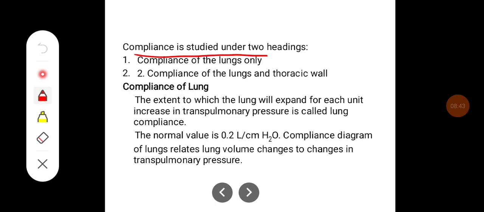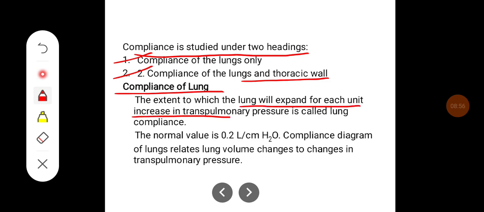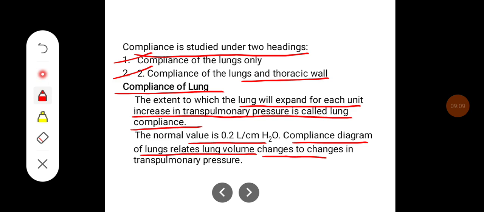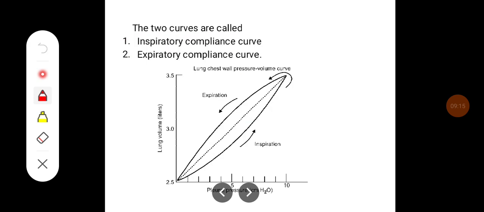Compliance is studied under two headings: compliance of the lungs only and compliance of the lungs and thoracic wall. Compliance of the lung: the extent to which the lung will expand for each unit increase in transpulmonary pressure is called lung compliance. The normal value is 0.2 liters per centimeter of water. The compliance diagram of the lung relates lung volume changes to changes in transpulmonary pressure. There are two curves in this diagram: the inspiratory compliance curve and the expiratory compliance curve.